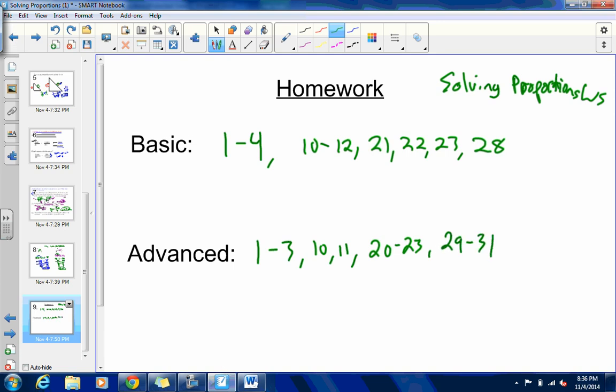All right. So each section has around the same amount. Advanced is going to be a little bit more challenging, but I'd like you to try, and if you want to challenge yourself even more, do some extras. But this is your homework on the Solving Proportions worksheet.